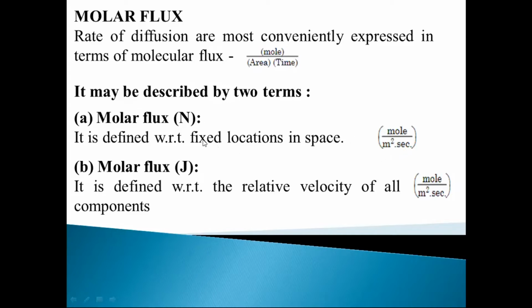But the definition is different. N flux is defined with respect to a fixed location in space. It means if we are defining any flux with respect to position at any location, that is known as N flux. And what is J flux? We define it with respect to the relative velocity of all components. That is J flux. This is very important for GTU. What is the difference between N flux and J flux? I'm repeating, N flux is a flux with respect to a fixed location in space. And J flux is with respect to the relative velocity of all components.